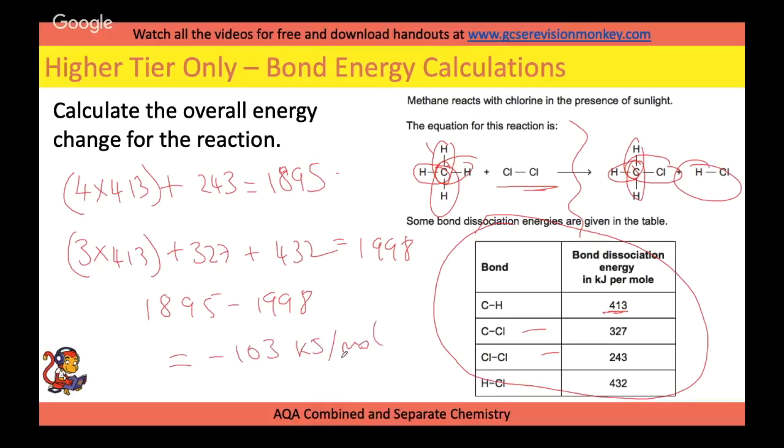Okay, so 4 or 5 marks these questions. That negative sign here tells us that it is an exothermic reaction. Okay, if it's positive, it's endo. If it's negative, it's exo.